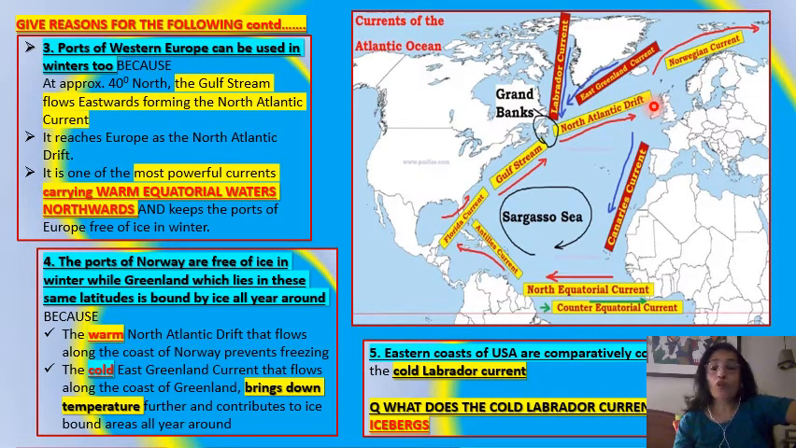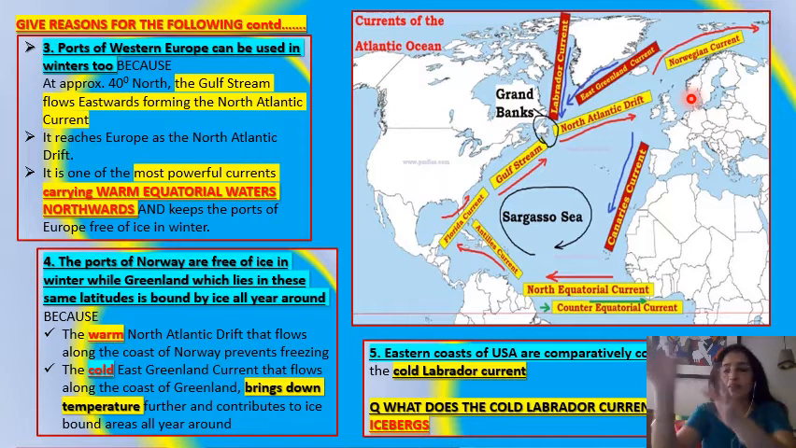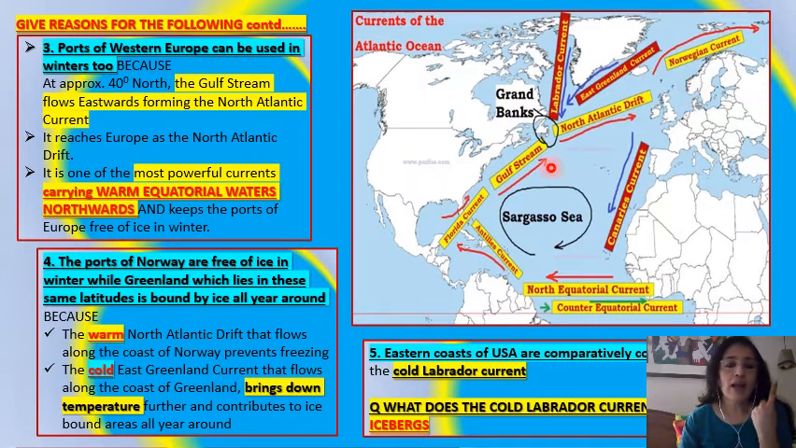It is one of the most powerful currents that carries warm equatorial waters northwards. Three keywords: warm equatorial waters. You can't just say it is a warm current and it goes and makes that place warm. No, it is a warm current, but it carries warm equatorial water, 1 point, and most powerful current, 2nd point. So it is one of the most powerful currents that carries warm equatorial waters northwards, and keeps the ports of Europe free of ice.